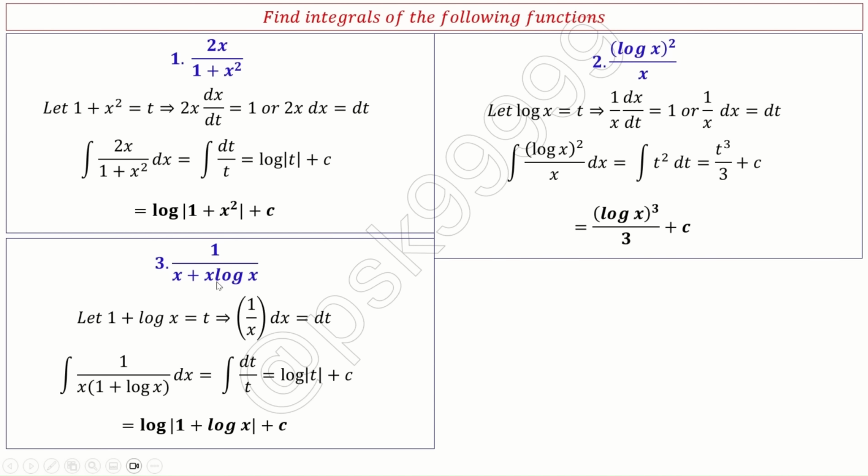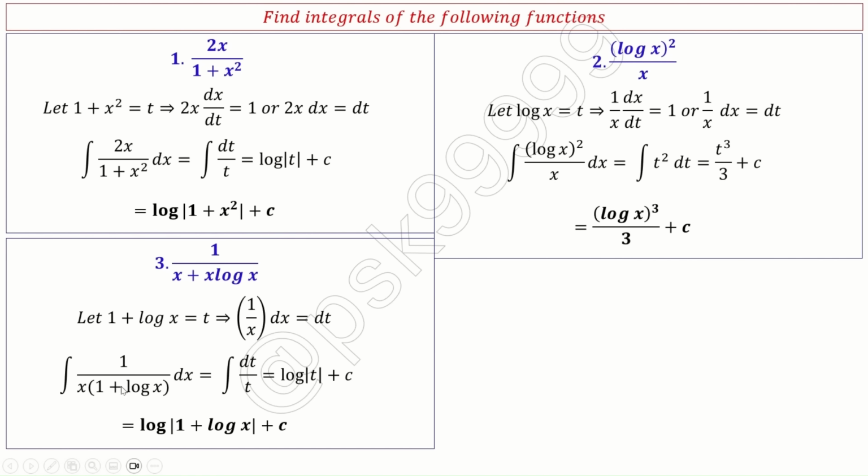1 by x plus x log x. Okay, this is also similar to the above one. I take x common, basically. Then it will become 1 plus log x. And 1 plus log x, if I take it as t, then 1 by x dx is dt, because the differentiation of 1 is anyway 0, and the differentiation of log x is 1 by x. 1 by x dx is dt. Now I will go to the integration.